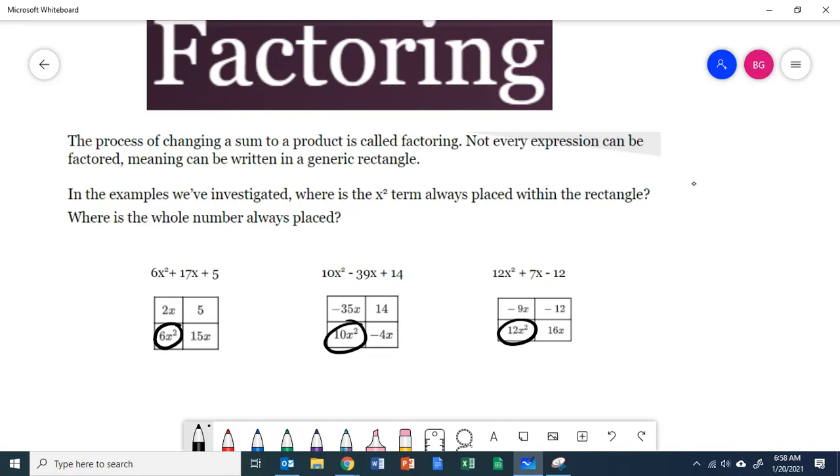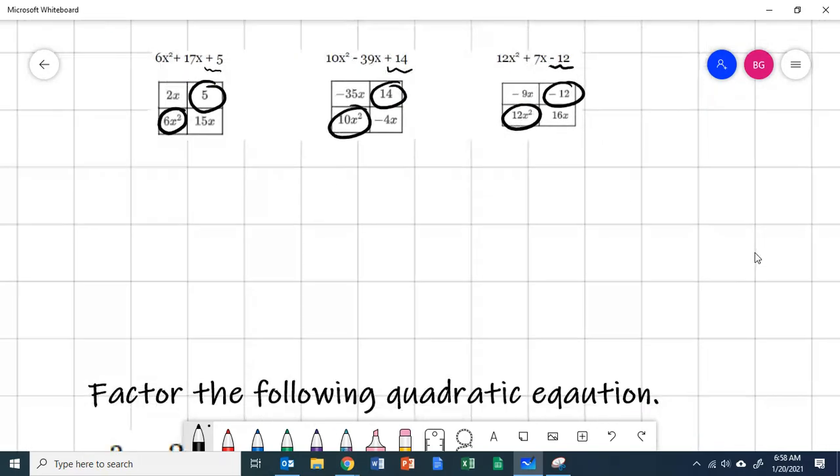Where is the whole number, or just the constant at the end, always placed? So we're looking at just like the plus 5, the plus 14, the minus 12. Hopefully that's in the top right-hand corner. So that part's always in that top right-hand corner of our generic rectangle. So that's something that's going to help us out here, keeping this in mind to help us factor.